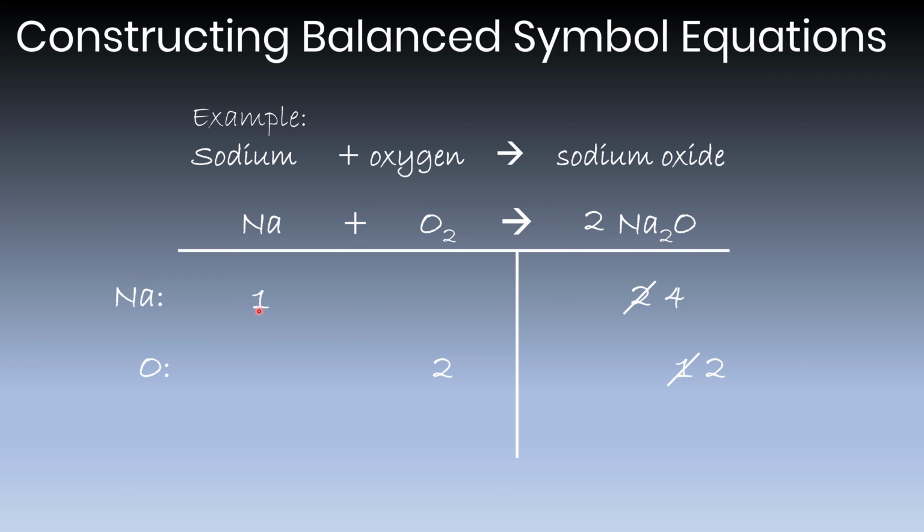I've only got 1 this side, so I'm going to need to multiply this by 4. We can now see that we have 4 sodium atoms on both sides and 2 oxygen atoms on both sides, so therefore this equation is balanced.